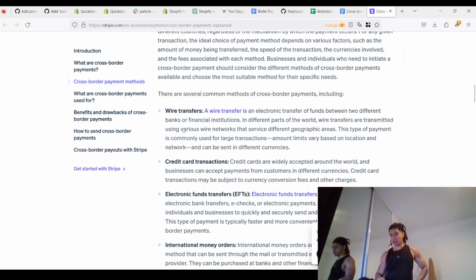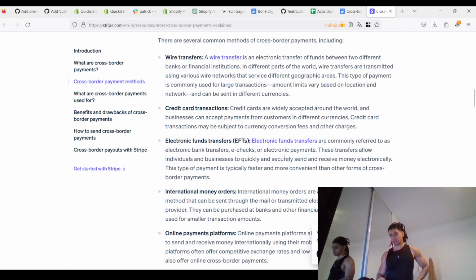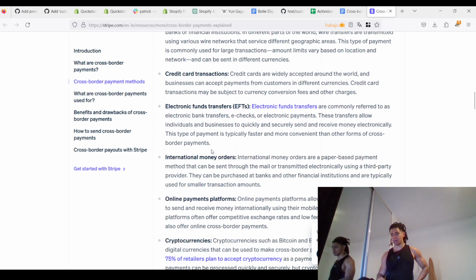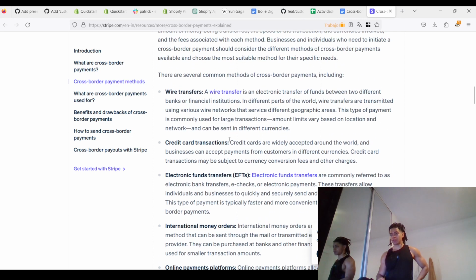We have wire transfer transactions. Electronic fund transfers are commonly referred to as electronic bank transfer, e-check, or electronic payments. These transfers allow individuals and businesses to quickly and securely send and receive money electronically. This type of payment is typically faster and more convenient than other forms of cross-border payments: international money orders, online payment platforms, cryptocurrencies. All of these are different types of cross-border payments. I focus my attention on wire transfer, which is an electronic transfer of funds between two different banks or financial institutions.